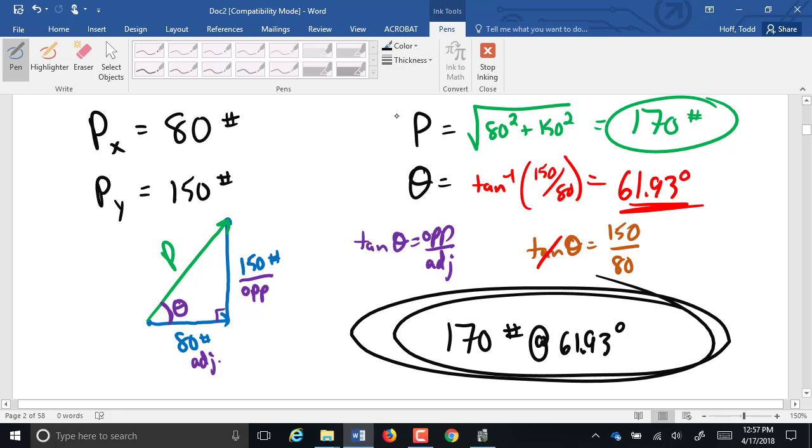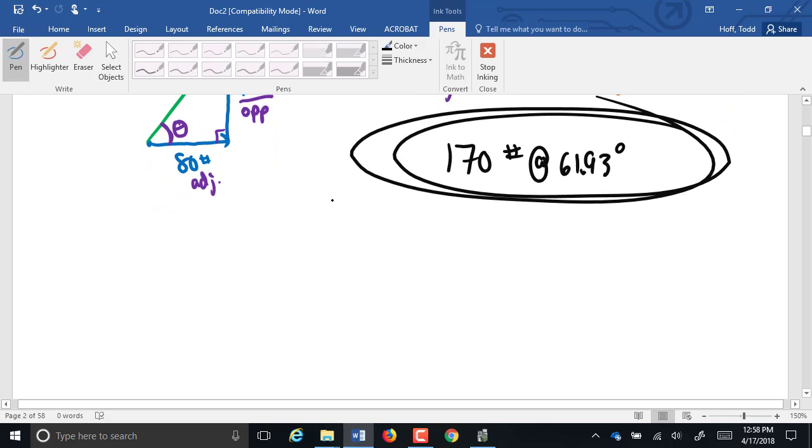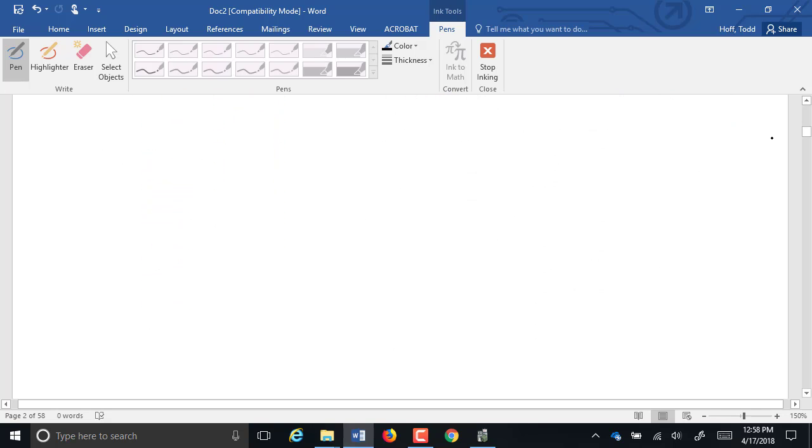What do you think? It doesn't always stay quite that easy. Let's say we have px of negative 80 pounds and py of 60 pounds.